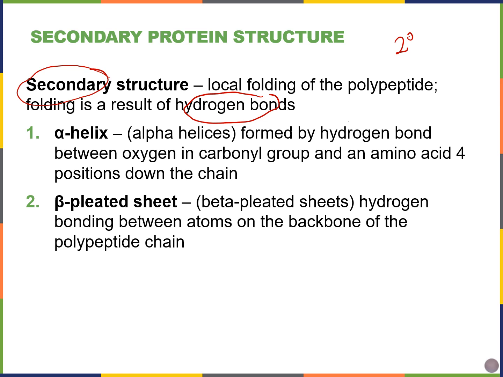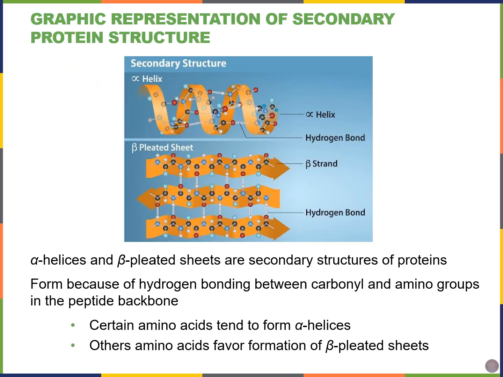Alpha helix or alpha helices, plural, look kind of like this. And again, these are due to hydrogen bonds. Beta-pleated sheets are also formed as a result of hydrogen bonds, and they look kind of like this, and you'll see them in the next picture. Again, secondary structure is a result of hydrogen bonds formed through the peptide or polypeptide backbone. And what combination you see really depends on the type of protein you have.